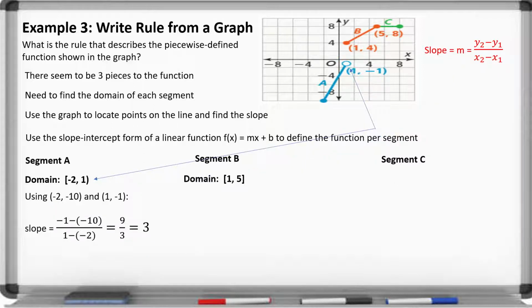So now looking at the segment for B, notice that it starts from here, which is at an x value of 1, and it's actually a filled in dot, so we're going to close it, and it goes up till here, which is an x value of 5, and it's closed, so we use the brackets, and that's our answer for the domain.